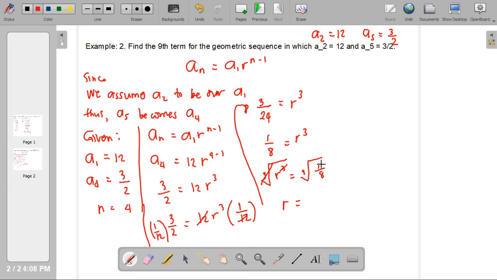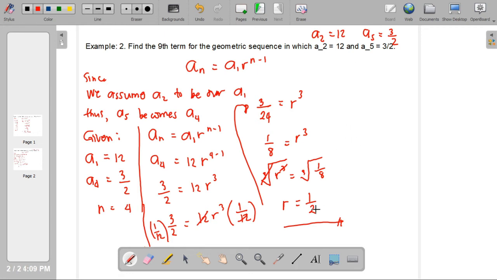What is the cube root of 1? The cube root of 1 is 1. The cube root of 1/8 is 1/2. The meaning of cube root is that, for example, you're going to get the cube root of 1/8: what number multiplied by itself 3 times gives the answer 1/8? That is 1/2. 1/2 times 1/2 is 1/4. Then 1/4 times another 1/2, since we multiply 1/2 three times, is equal to 1/8. Hence, our common ratio is equal to 1/2.